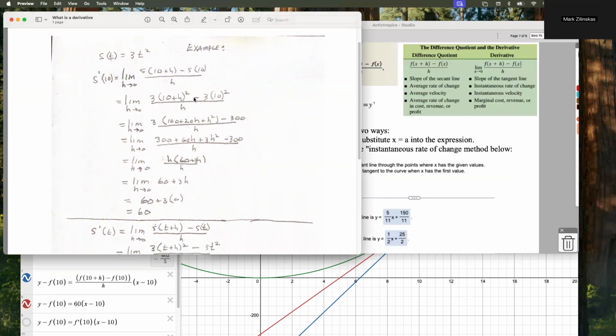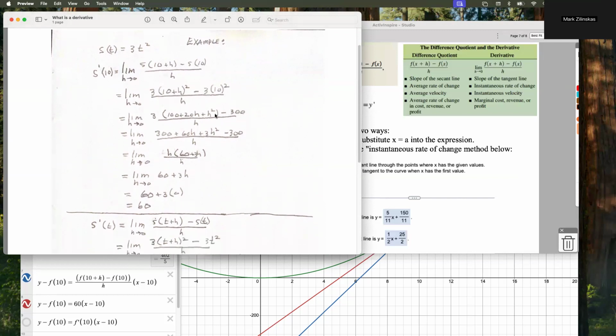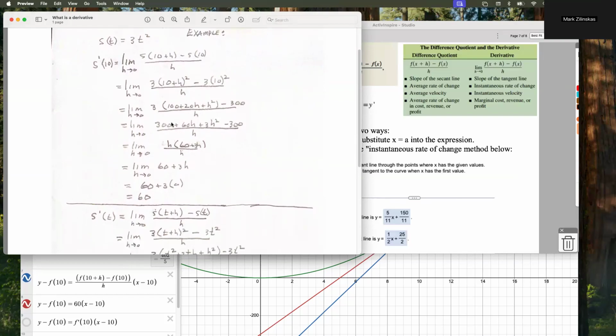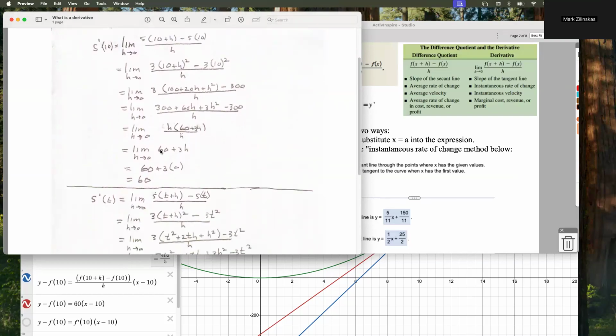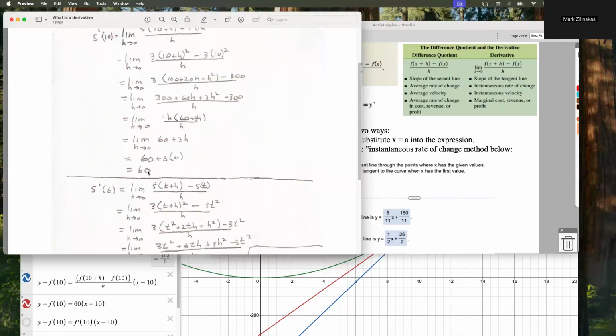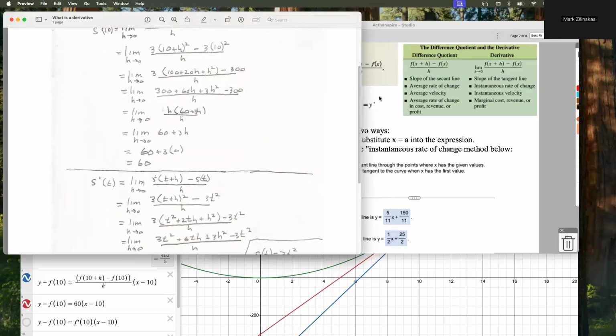I go through the algebra and I simplify here. All those values, the 300s, cancel out. I factor out the H, it cancels out. I get the limit as H approaches 0 of 60 plus 3H, which we already talked about. And 60 plus 3 times 0, when I evaluate the limit, gives me 60. Okay, here's the derivative. I'm just using t here instead of x, because t is my independent variable.